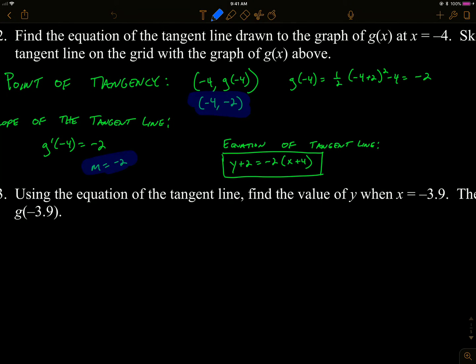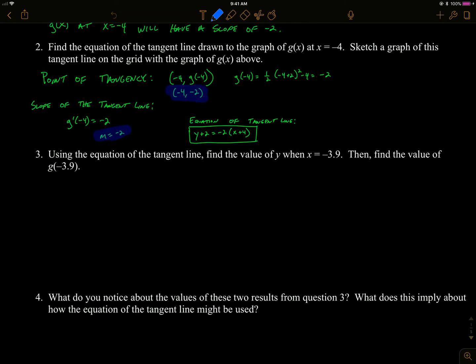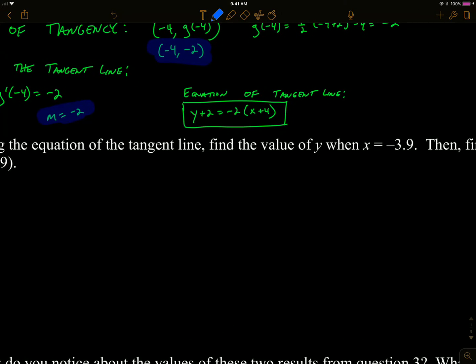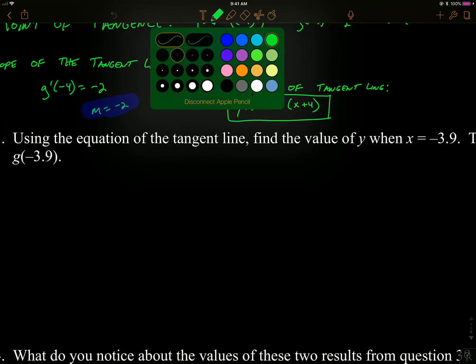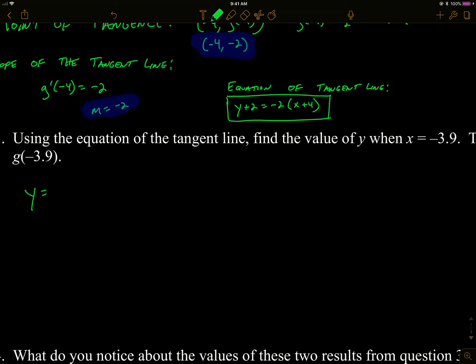All right, so there's the equation of our tangent line. So what they're saying here is using that equation, find the value of y when x is -3.9. So typically when we're going to plug into this tangent line, we're going to want to solve it for y. So if I distribute the -2, I get -8, and then I'm subtracting 2, I'm going to get -10. So if I plug in -3.9, I'll get a y value of -2.2, which is what we saw on Desmos.